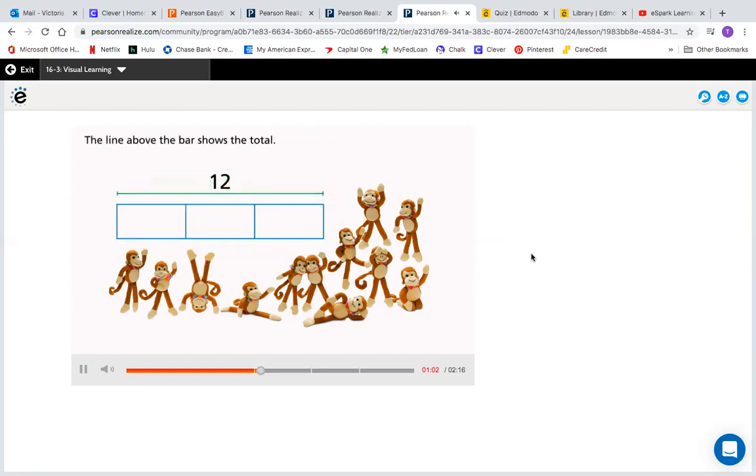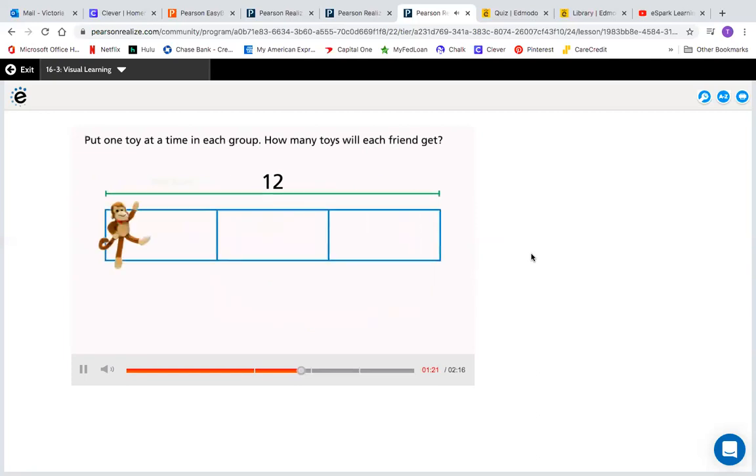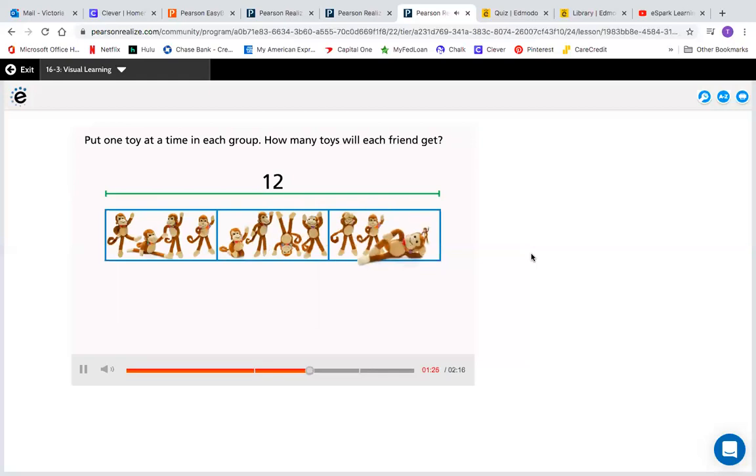The line above the bar shows the total. Why is the bar under the line divided into 3 equal parts? The 3 parts represent the 3 friends who are sharing the toys. Put 1 toy at a time in each group. How many toys will each friend get?